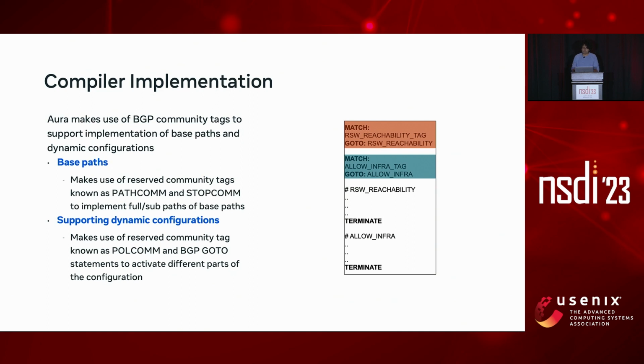To support dynamic configuration, Aura makes use of another reserved community tag called polcom and makes use of the BGP goto statement to activate portions of the configuration. The figure on the right shows an example where there are two match conditions which match on two different policies which I covered earlier. The first policy is the RSW reachability policy, and the other one is the allow infra policy. Now, based on the tag, Aura would point the execution to that portion of the policy, thereby activating that policy.